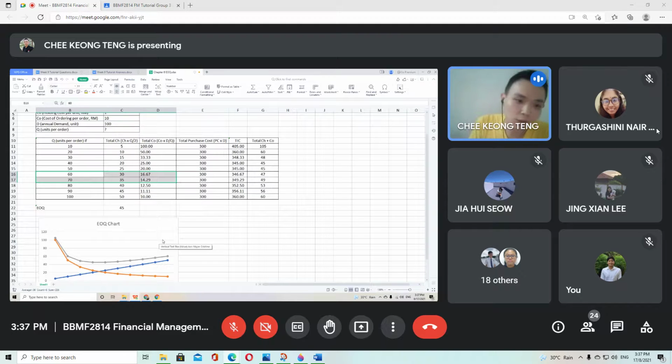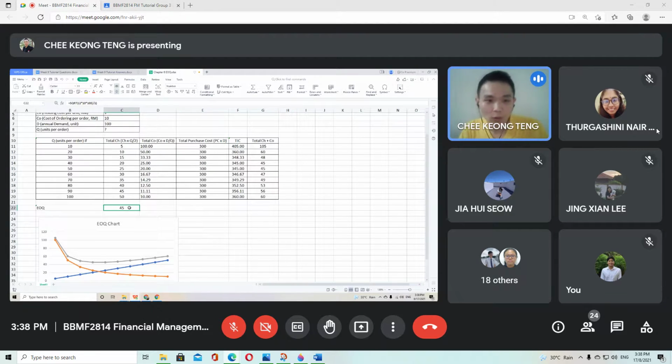And then EOQ, basically, don't talk about EOQ first. If we are smart enough, we look at that and we know we select the lowest cost one, which should be somewhere in here. But it's very difficult. Every time I would need to plot everything, showing every unit per order. Very troublesome. So actually, no need. We can use the EOQ formula. This formula will give us the answer directly.